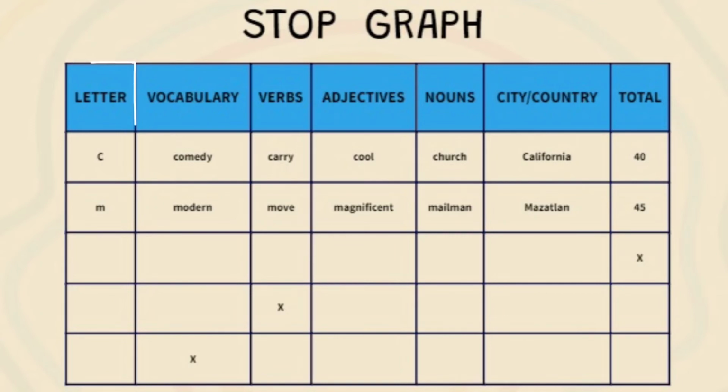Okay, we're going to have the letter. We're going to have the vocabulary words. We're going to write the verb, adjectives, noun, and I added here city and country. But as I said before, just for fun, you can add anything you want, and it can also be adverbs. It can be prepositions or whatever you want. Okay, so that depends on you.